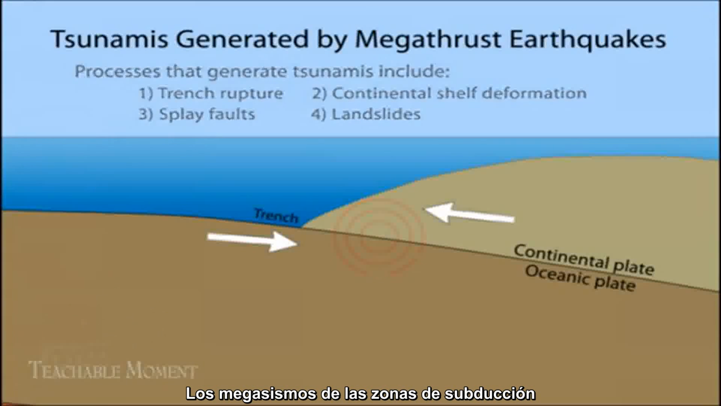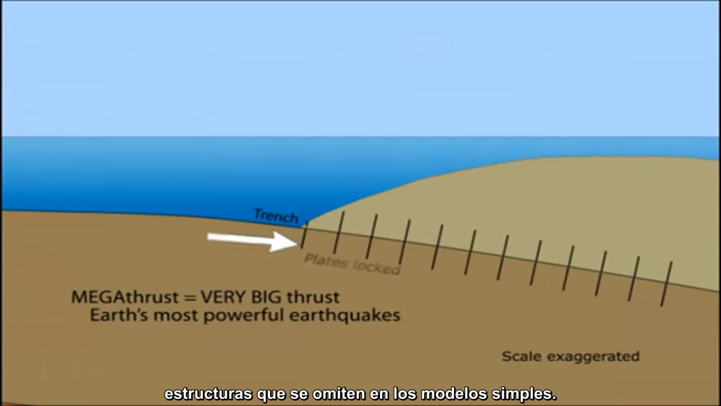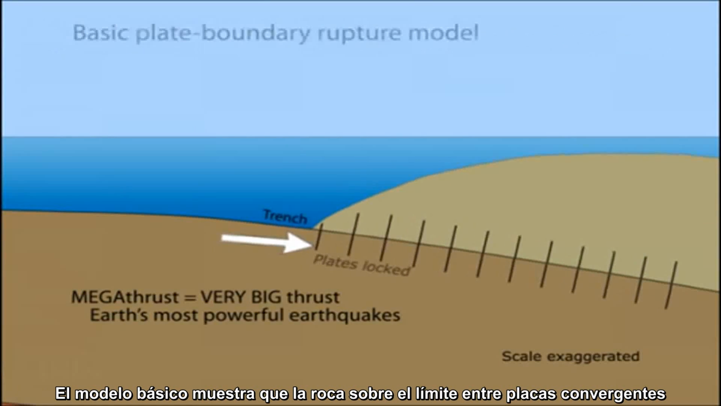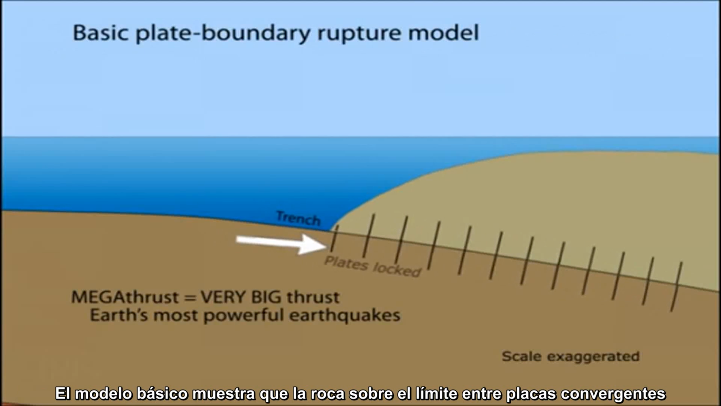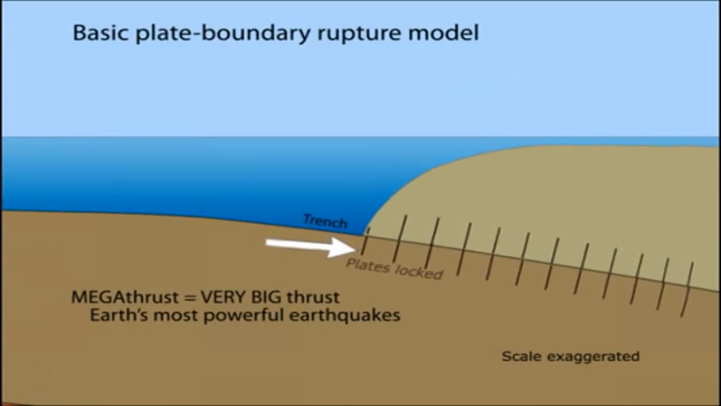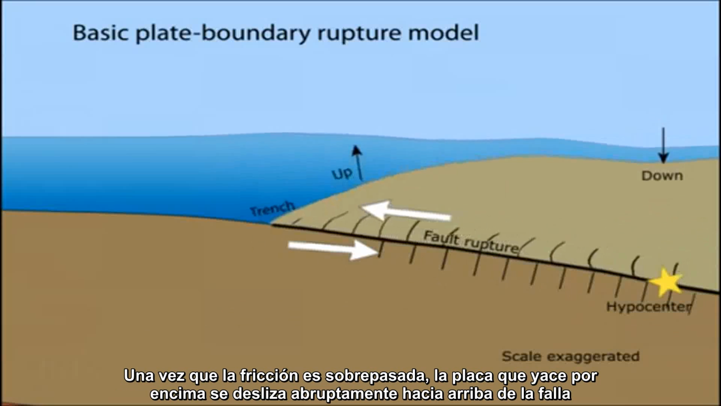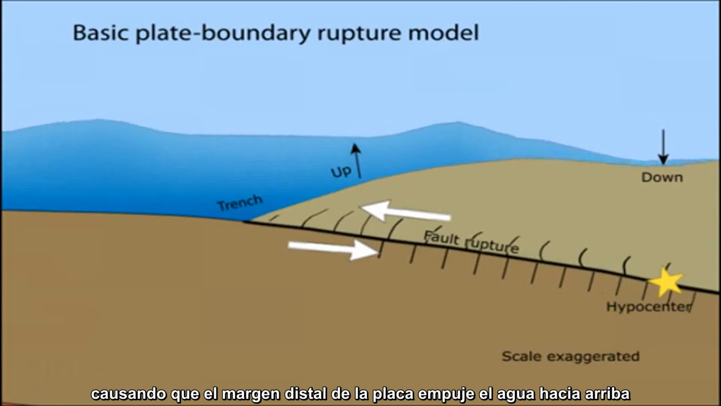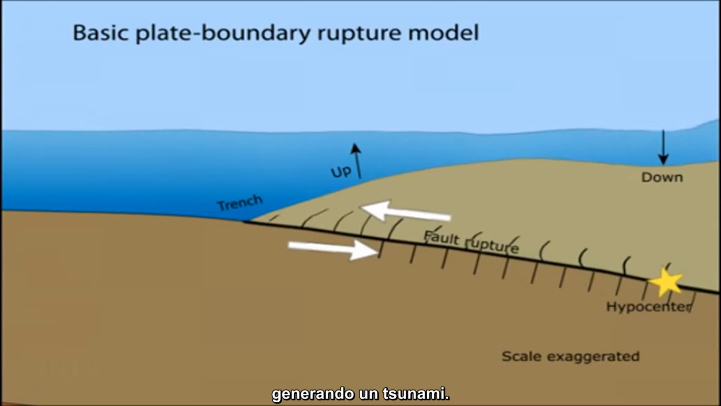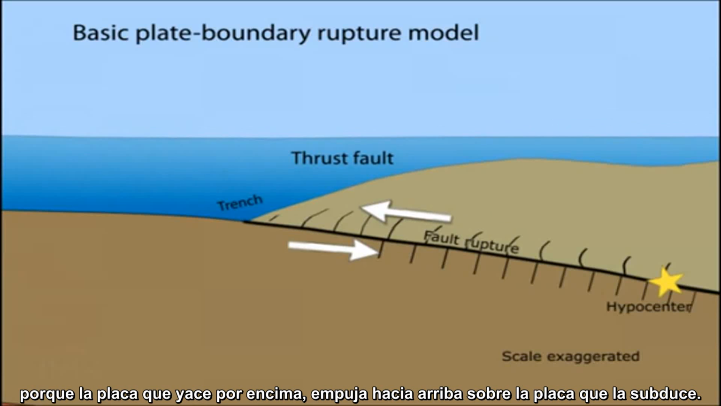Subduction zone megathrust earthquakes, the most powerful earthquakes, can produce tsunamis through a variety of structures that are missed by simple models. The basic model shows rock above the convergent plate boundary being compressed and bent as it stores elastic energy. Once friction is overcome, the overriding plate slides abruptly up the fault, causing the leading edge to heave seawater upward, generating a tsunami.